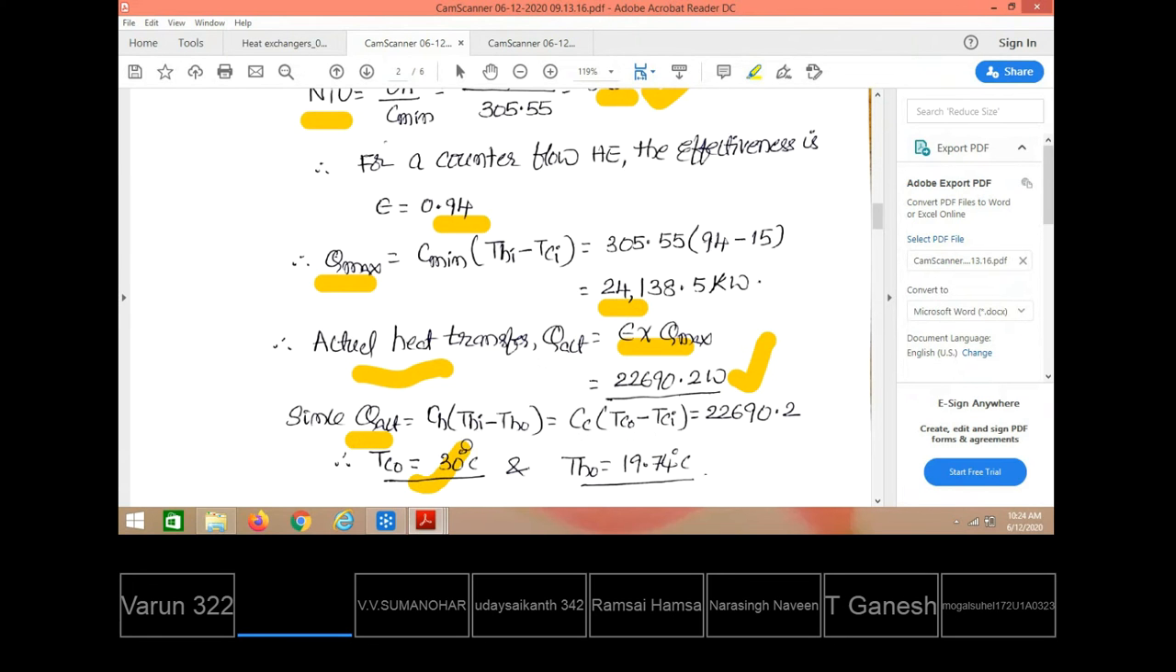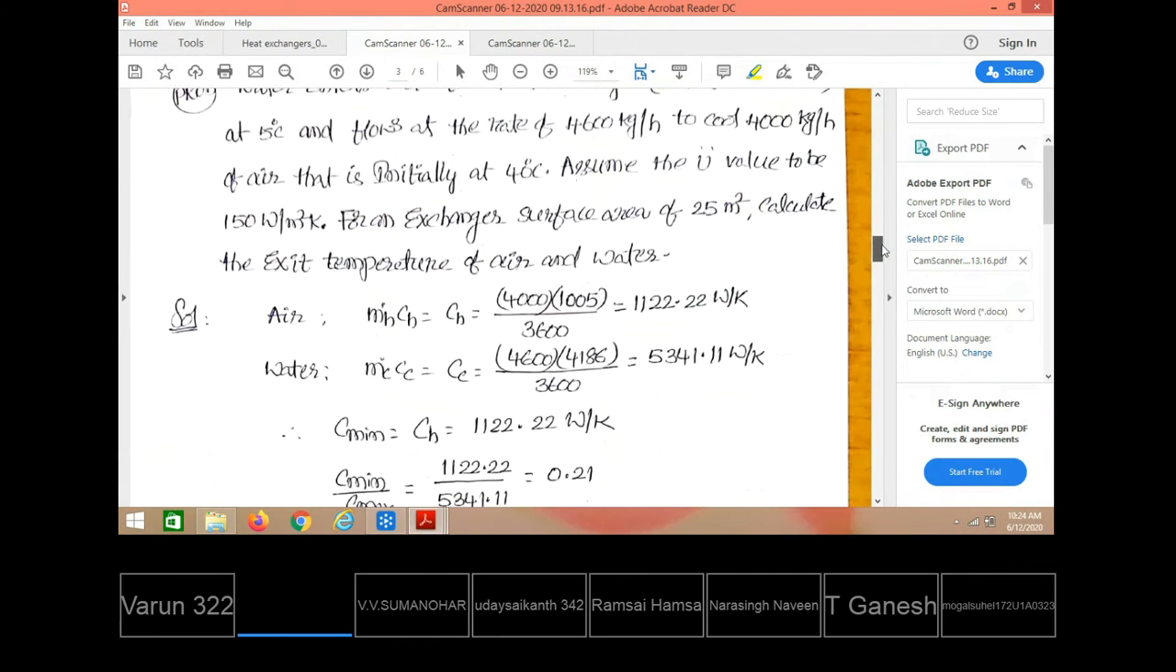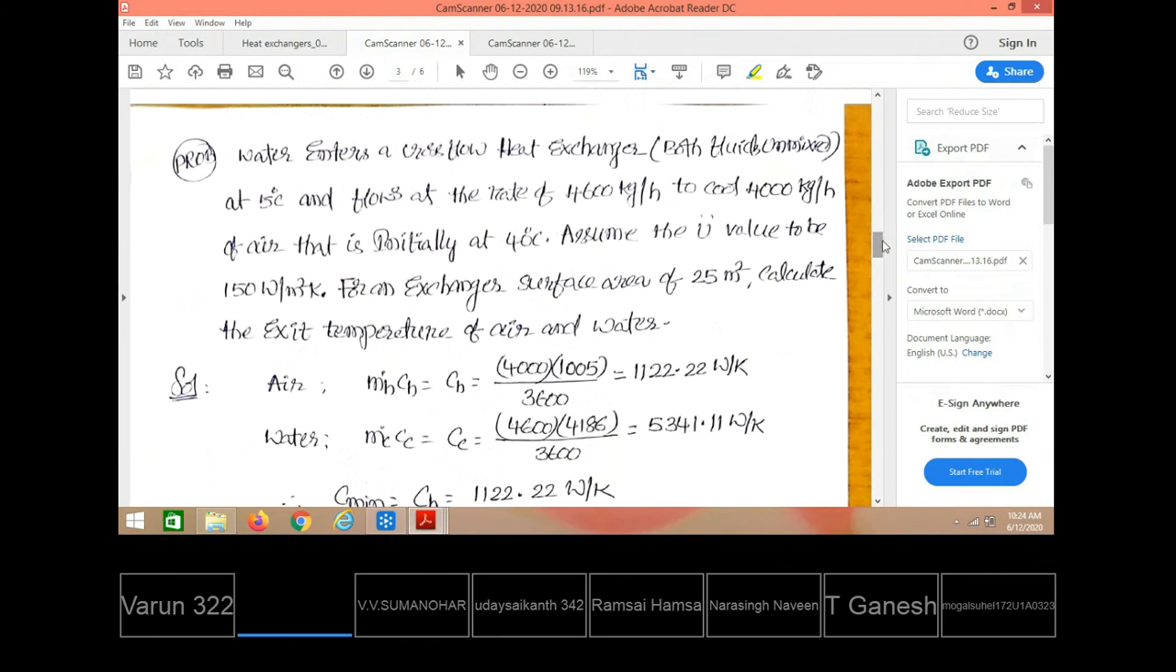Then the hot fluid outlet temperature is estimated like this. This is how the problems will be solved. So next is the cross flow heat exchanger.